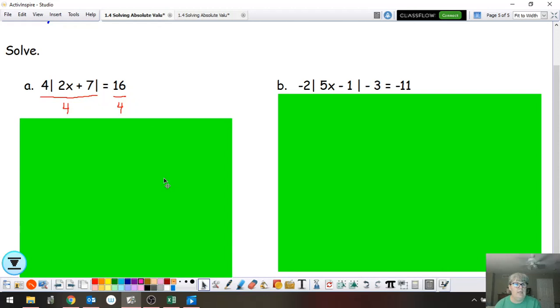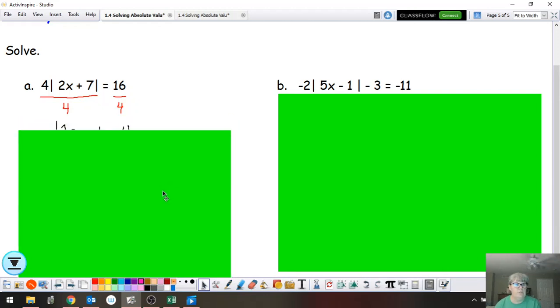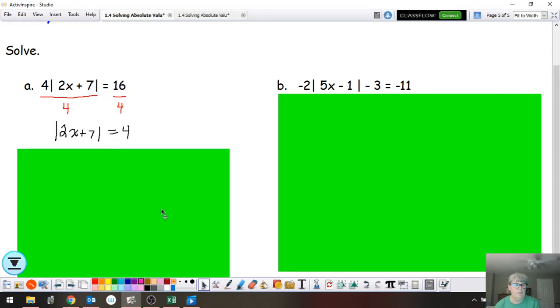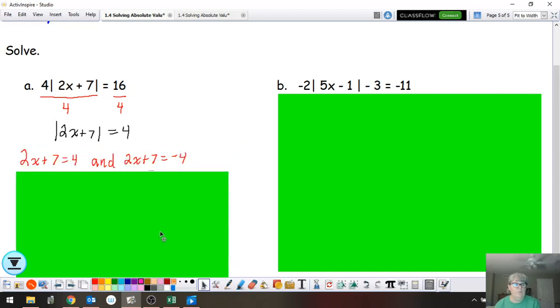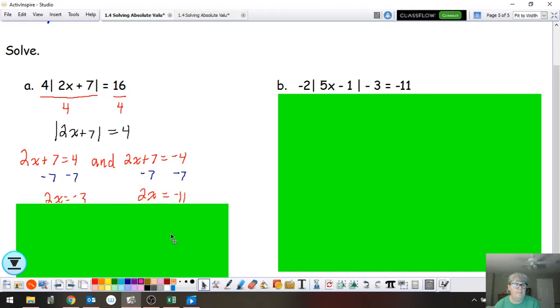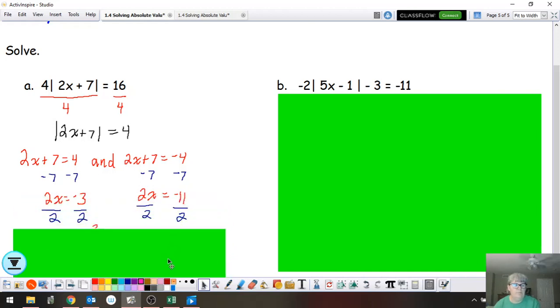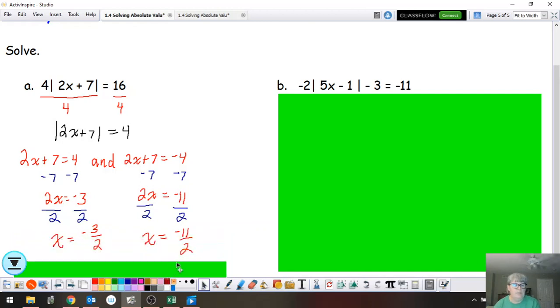For equation A, you should have divided by 4 first, so that you would have absolute value of 2x plus 7 equals 4. Then you can write the two equations, one set equal to positive 4, one set equal to negative 4. In each equation, you would have to subtract 7 before you did anything else. And then you would divide by 2. And your solution is x equals negative 3 halves, x equals negative 11 halves.